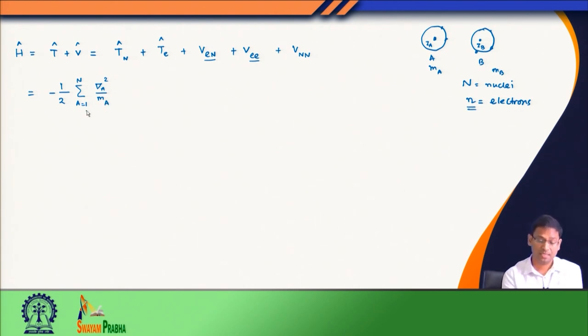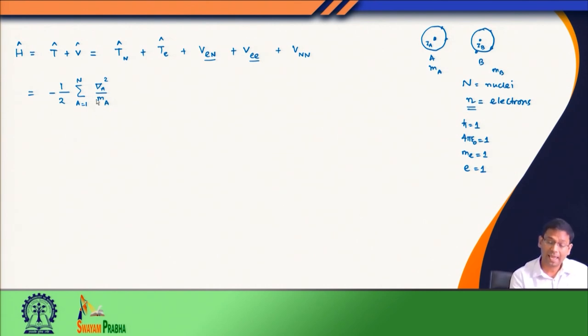Here you see that this is the kinetic energy where, in atomic units, I have defined h bar as 1, 4 pi epsilon 0 as 1, the mass of the electron as 1 and the charge of the electron as 1. So this is the kinetic energy operator coming from all the nuclei. In this case, I have of course 2 nuclei, so A will go from 1 to 2. In case I have more than 2 nuclei, I can still write this.